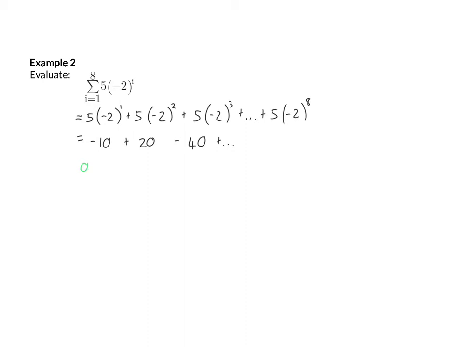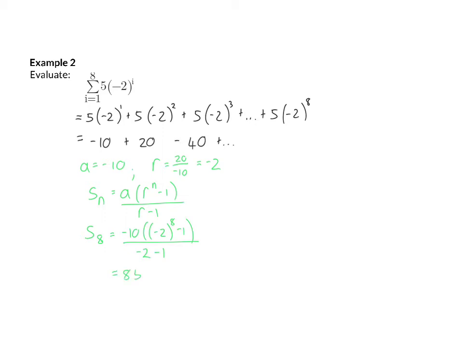And now we can say that A, our first term, is minus 10. Our constant ratio here is term 2 divided by term 1, which is the same as term 3 divided by term 2, and that is minus 2. Now we can substitute into our sum formula for a geometric sequence. So we are calculating the sum of 8 terms. A is minus 10 and R is minus 2. And this will give us a sum of 850.